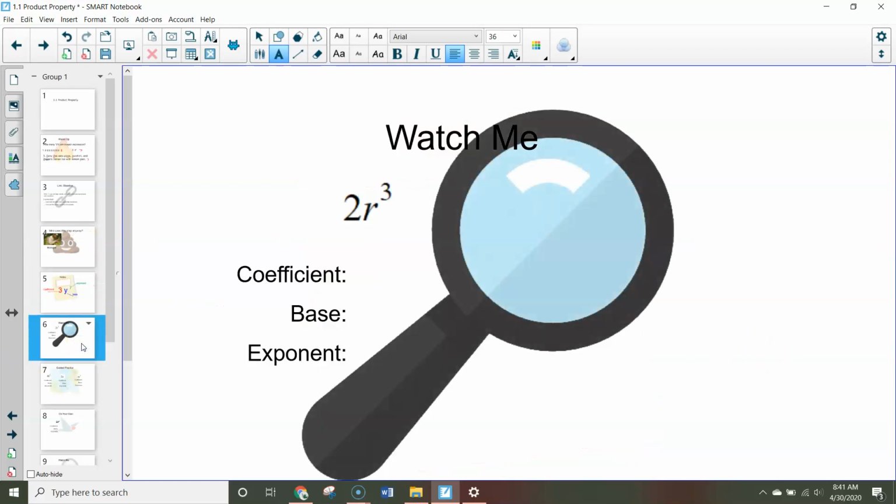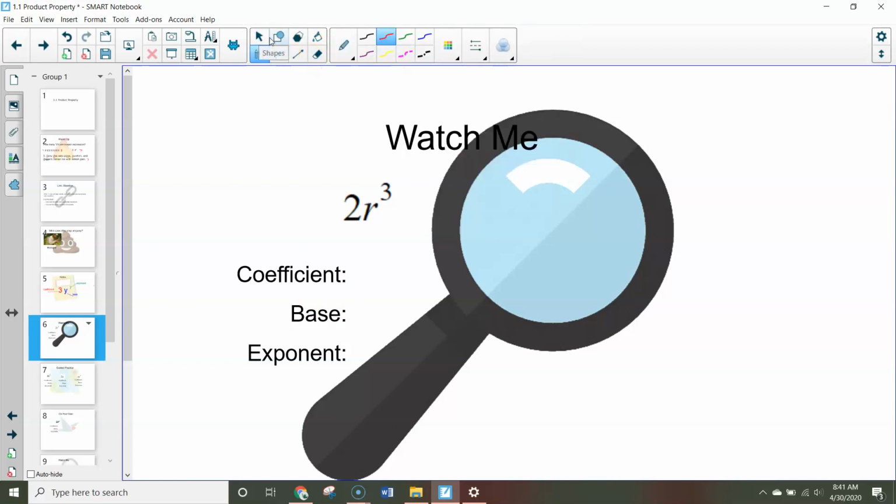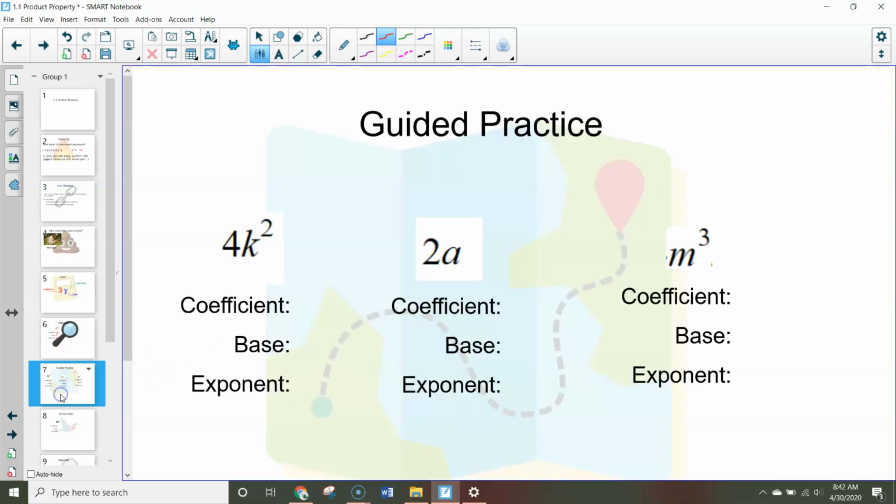Okay, so for this first one, you don't have to write anything down. I just want you to watch what I am doing. So I need to figure out what part is the coefficient, which part is the base, and the exponent. So the coefficient, remember, is the number before the variable. In this case, it's a 2. The base is what is connected to the exponent, which is an r. And the exponent is the small number, which is a 3. Okay, let's do some of these together.